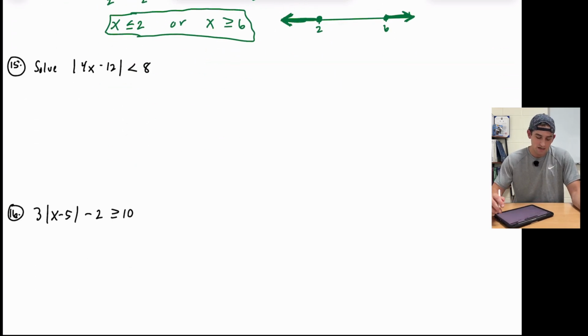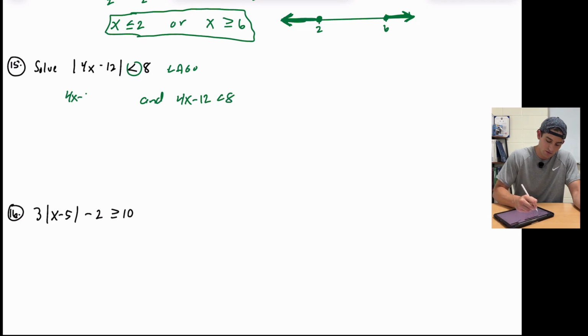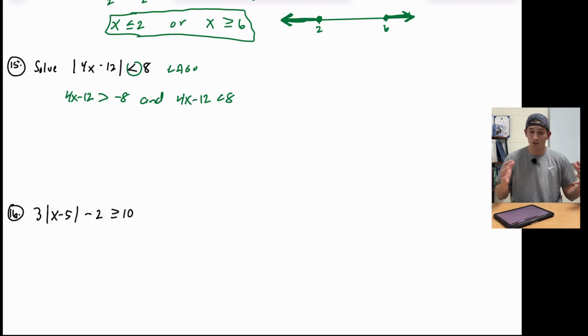All right, 15, another absolute value inequality. This time it's less than though. So remember, less than is AND. So one of them exactly as we see it. So 4x minus 12 is less than 8. The other one, let's keep 4x minus 12. Let's change less than to greater than, and then 8 would become negative 8. Right? That's just how we set it up in order for us to solve.